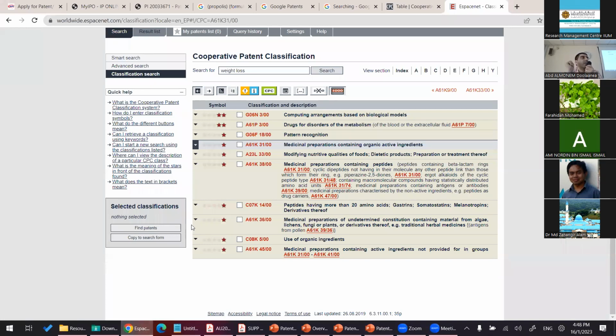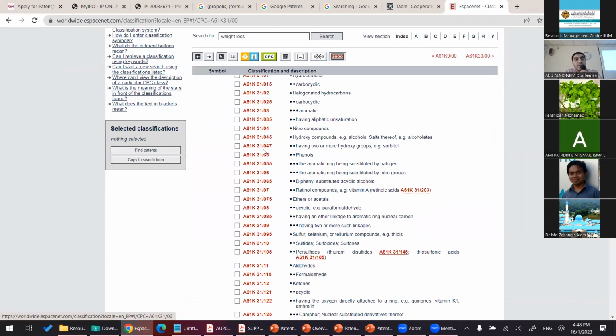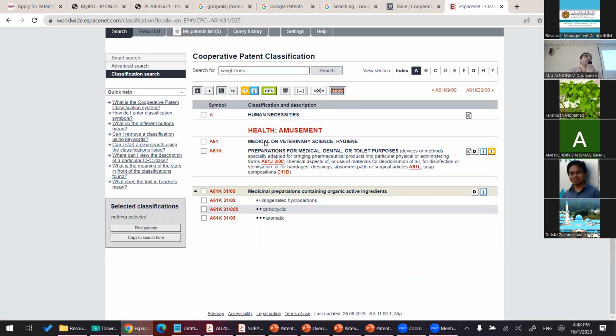There is multi-level, like 61K. Under the 61K, we have 31, a lot of subs. Don't start with the final one, because you may miss a few results. Start by slowly restricting until you find the narrowing down. If your medicine preparation contains an organic active ingredient, and if your active ingredient is carbocyclic, directly search for this one. No need to search for hydrogenated hydrocarbons. So you can exclude this one.